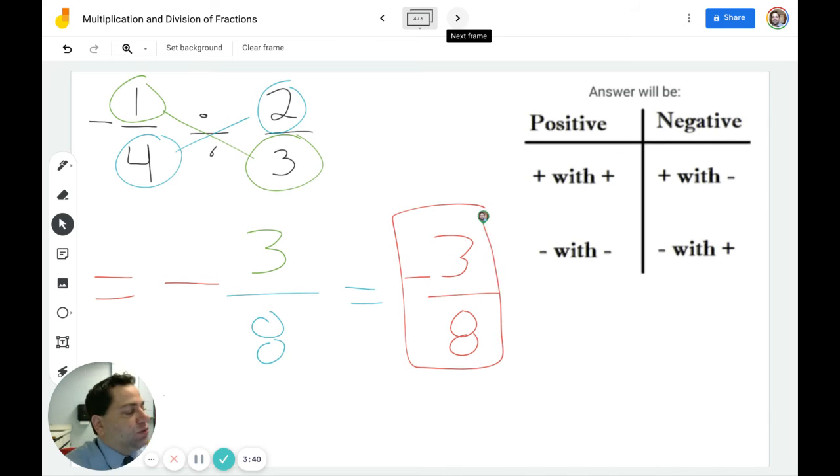So again, it's that cross multiplication process. We start in the upper left, and we multiply by the lower right. Then I start in the upper right and multiply by the lower left. It's very similar to the strategy I showed you on addition and subtraction.